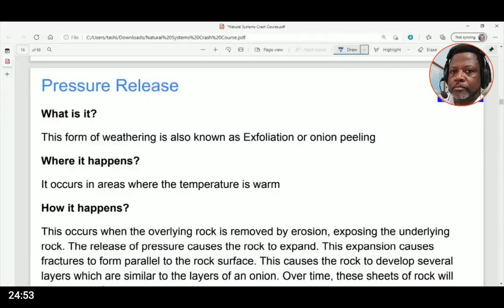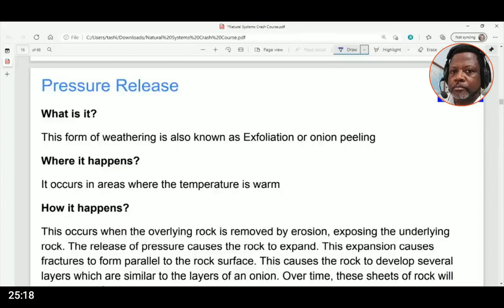So this form of weathering is also known as exfoliation or onion peeling. You see, like with an onion, you have the layers, the different layers. And like with exfoliation, when you're exfoliating your skin, ladies, well, gentlemen too, you are just rubbing to get off the dead skin off the outside of the layers.